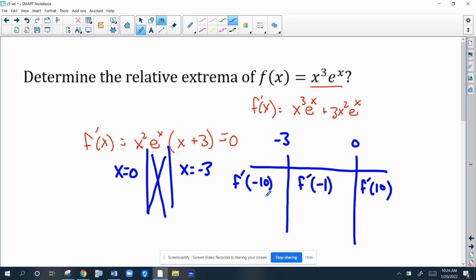So f prime of negative 10. Remember now, this part of it is always positive, so I don't have to worry about it. So we're just looking at the x squared term and the x plus 3 term. So negative 10 squared is positive. Negative 10 plus 3 is negative. So we're decreasing there. If you plug in negative 1, squared is positive. Negative 1 plus 3 is positive. So we're increasing there. If you plug in 10, the same thing happens. Positive, positive.